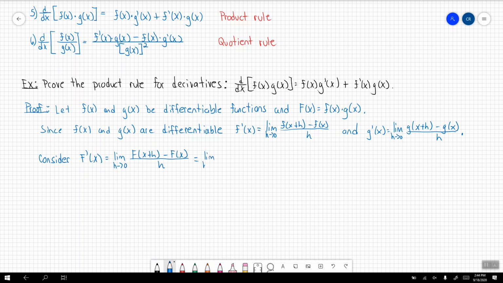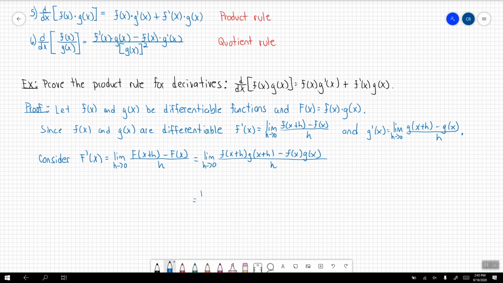But capital F of x has a different representation. That representation is lowercase f of x multiplied by g of x. So in that case, I'm going to start making my substitutions. Capital F of x, when I insert x plus h, is going to look like f of x plus h times g of x plus h, minus f of x times g of x, all divided by h. Awesome. So now let's keep going with this.